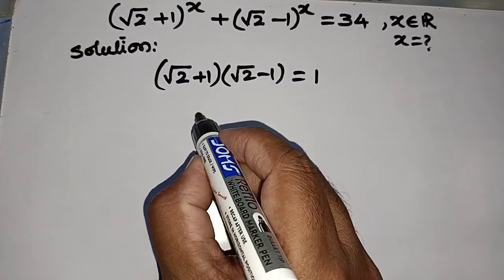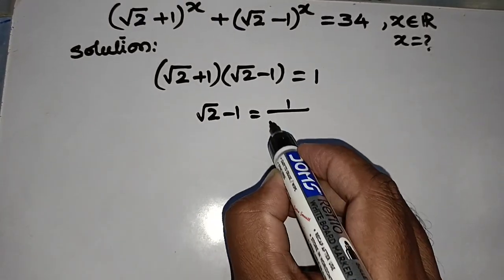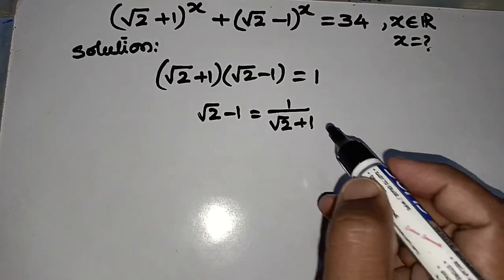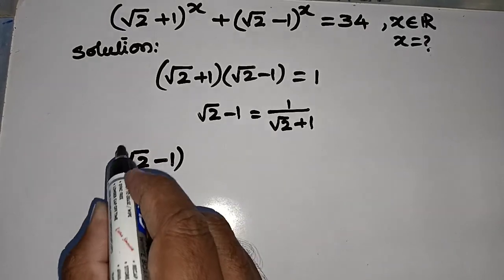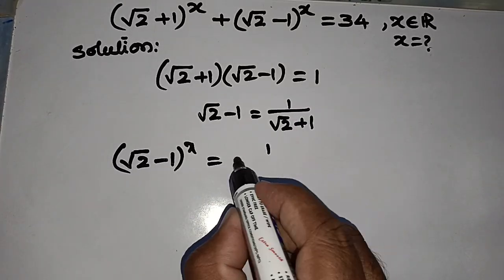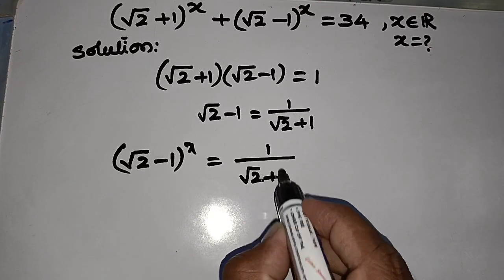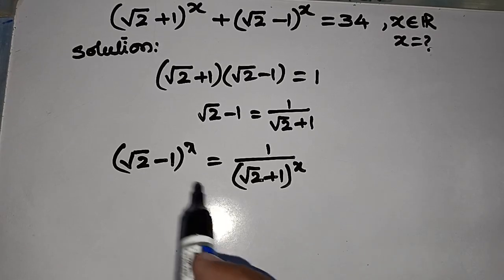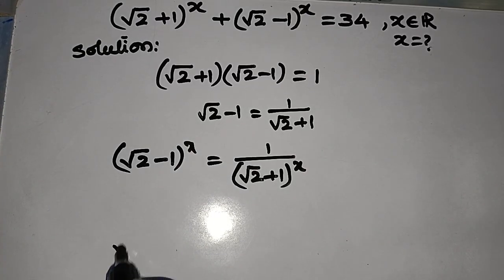And from this we conclude that √2 − 1 is actually 1 divided by √2 + 1, and hence (√2 − 1)^x, by taking the power of x on both sides, becomes 1^x, that is 1, divided by (√2 + 1)^x.